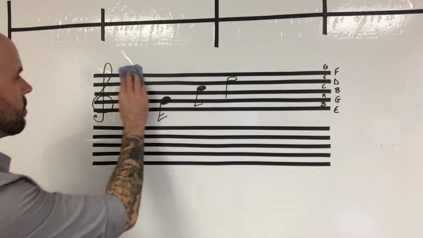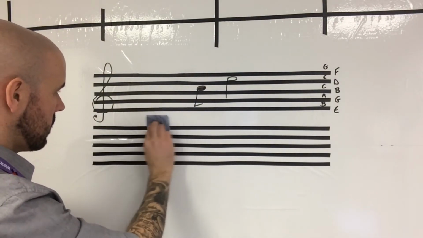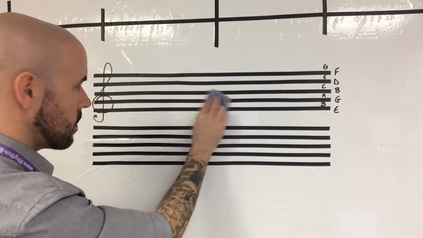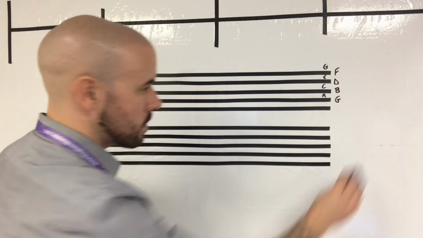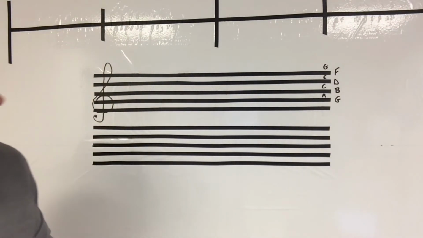And we'll rub these out, and I'll do one more. So the chanter scale goes up to A.